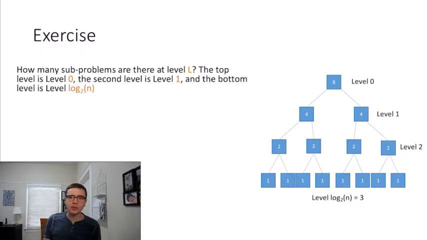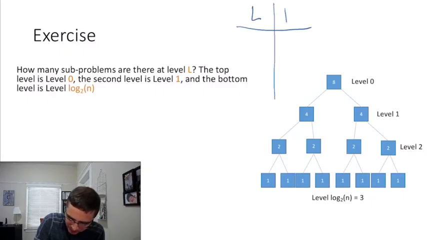Alright, well, the first question in your exercise is, how many subproblems are there at a given level L? And as a reminder, the top level is 0, the second level is 1, and the bottom level was log base 2 of n. So the easiest way to do this is just to build a table and say, okay, if I'm at level L, how many subproblems were there? So number of subproblems.